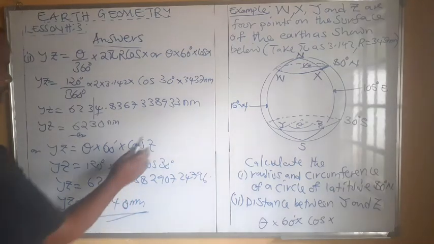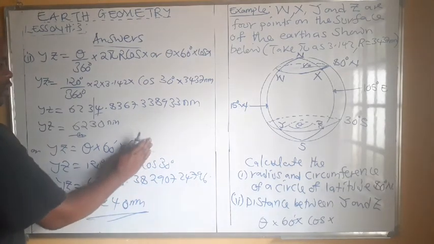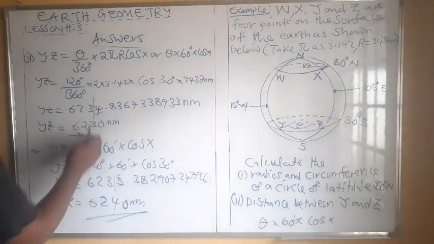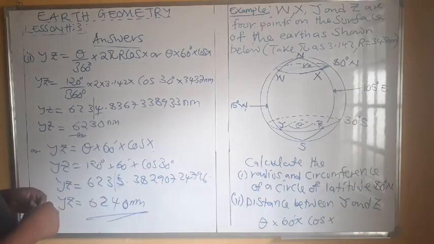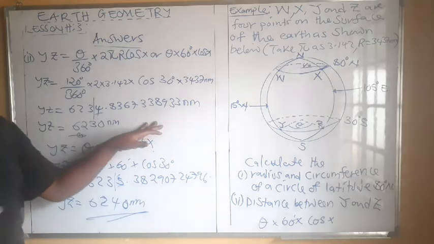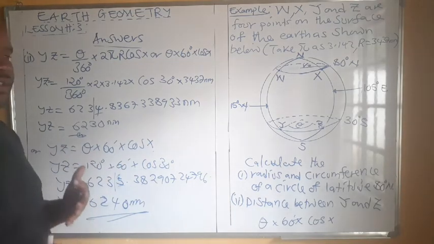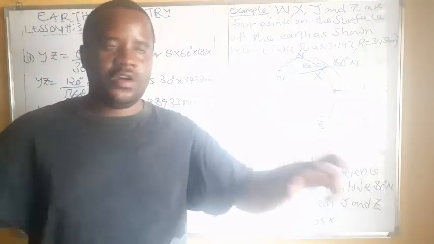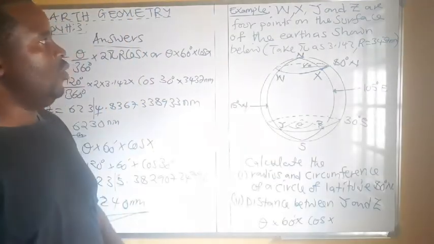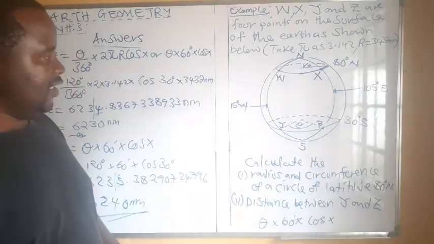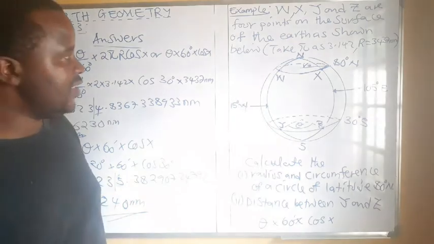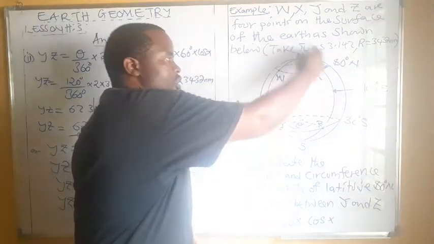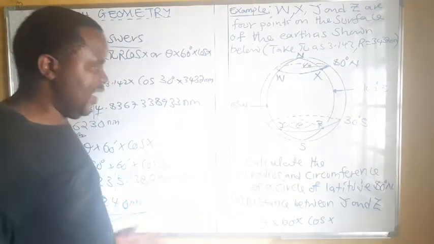Okay, so here take note, it's supposed to be X. So the slight difference here is just the rounding off part. Okay, so in this presentation we are dealing with finding the radius, circumference, and the distance between 2 points along a circle of latitude. So we'll continue now looking at the distance between 2 points along a circle of longitude. That is our interest now.